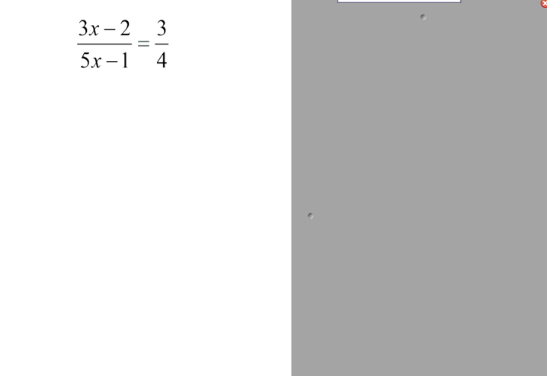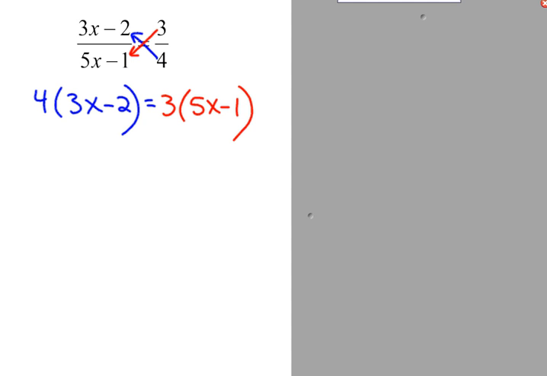Well, when we're solving rational functions, we solve them by cross multiplication. So we're going to take 4 times 3x minus 2, and we're going to set that equal to 3 times 5x minus 1. Now we go through and we solve it. So we distribute the 4, and we get 12x minus 8 equals, distribute the 3, get 15x minus 3.